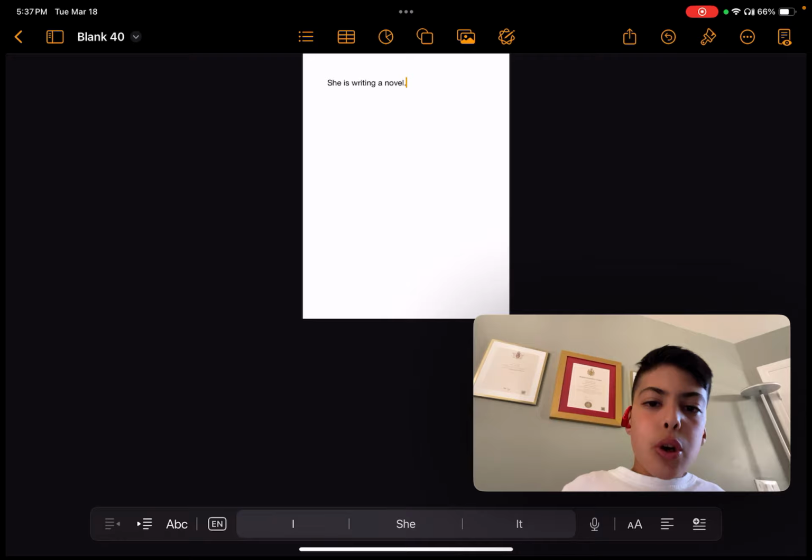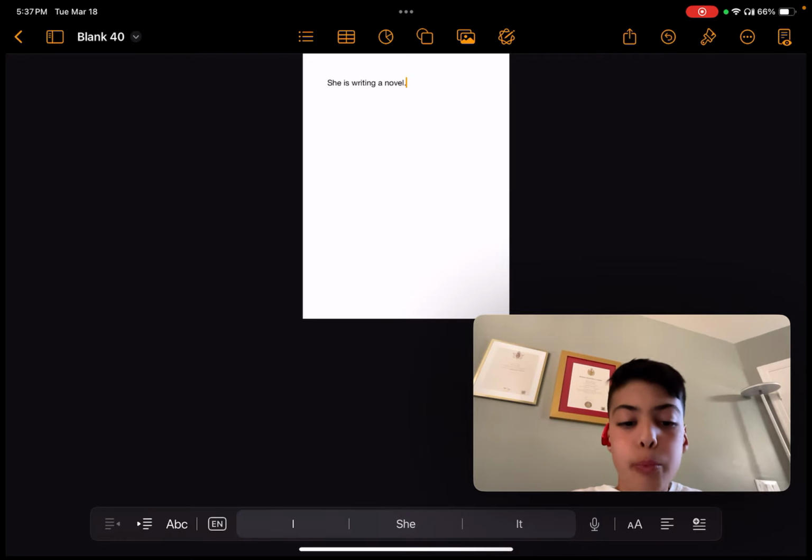That would be a present progressive tense. This would be the form of to be, is, and this would be the ing main verb, which means that she's writing it at that moment.